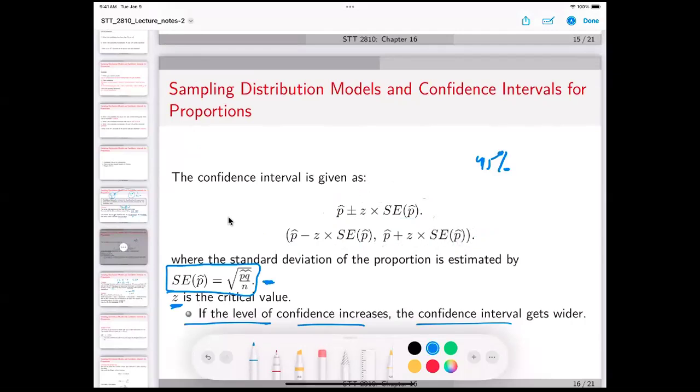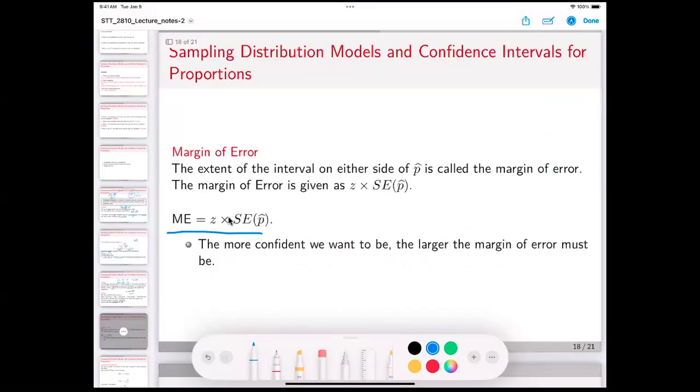in place of Z times standard error, here I could put the margin of error. Do you agree to that? This is the same thing as the margin of what? Error. Does that make sense? This thing here is the same as the what? Margin of what? Error. Okay? So based on this, you can agree with me that the confidence interval is given as P hat minus margin of error, P hat plus margin of error. And then margin of error is given by this. Do you all agree to that?